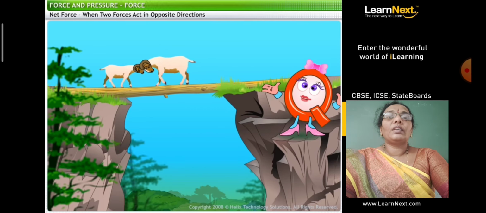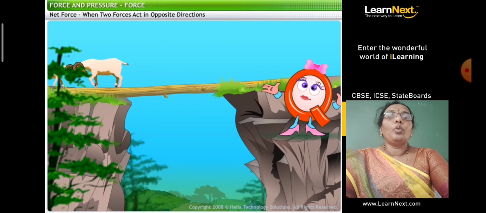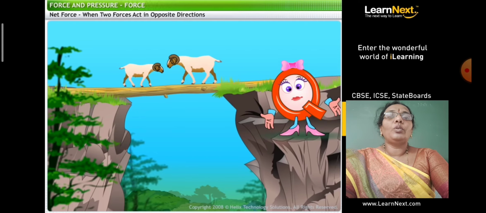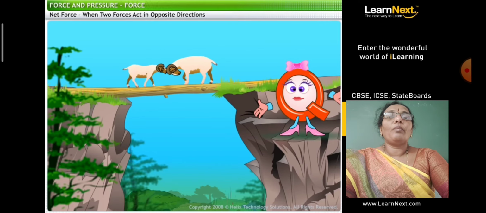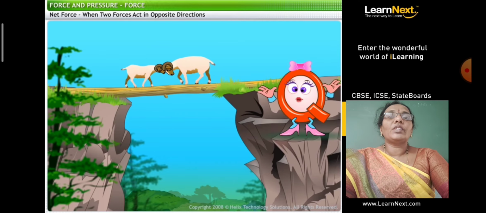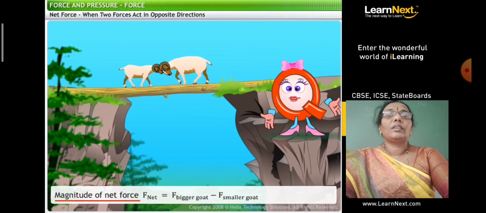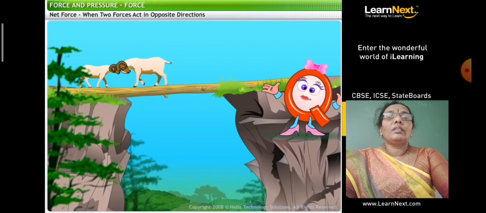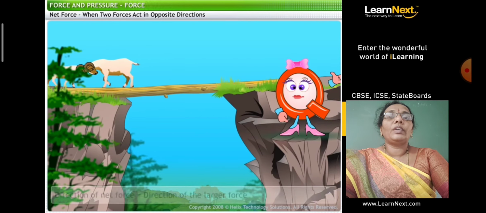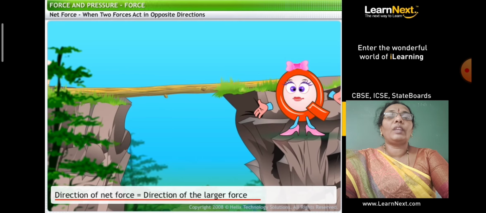But suppose the larger force is applied by the bigger goat so that the smaller goat gives way. So now when they are pushing each other, they balance themselves. Therefore, the magnitude of this force will be the force of the larger goat. The direction of the net force will be the direction of the larger force here.